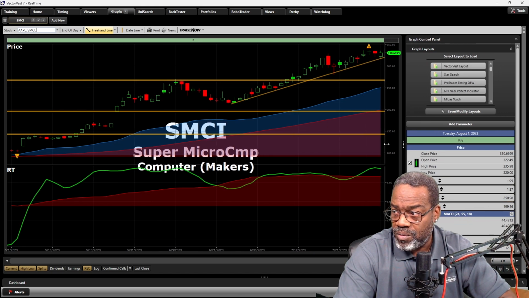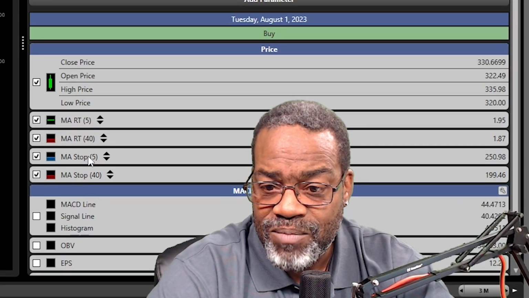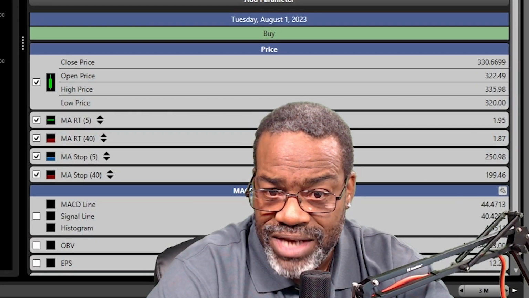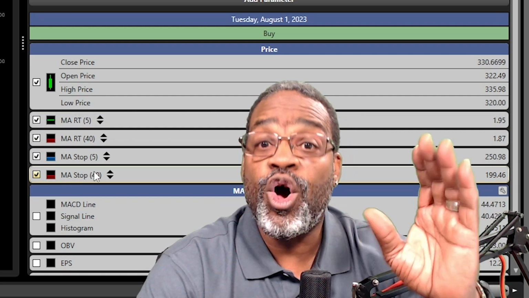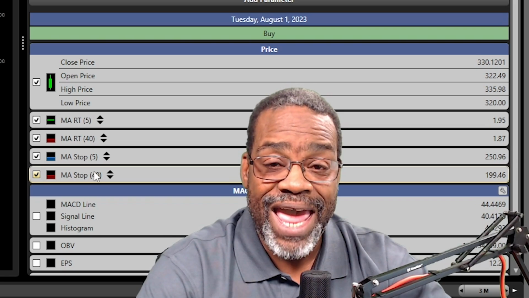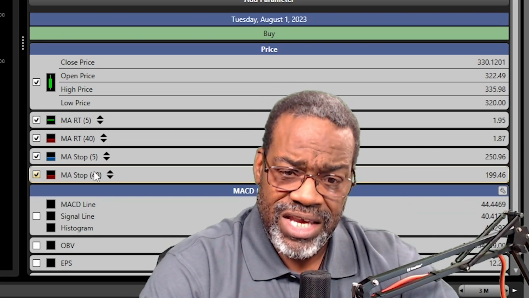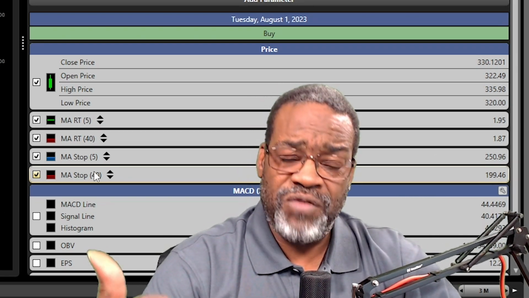Let me move this over a little bit. We've got the 5-day moving average of the stop price crossing above the 40-day moving average of the stop price, only found in VectorVest once again. The stop price is a 13-week moving average adjusted for the fundamentals of the stock.